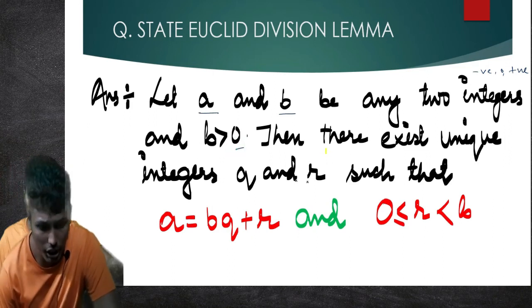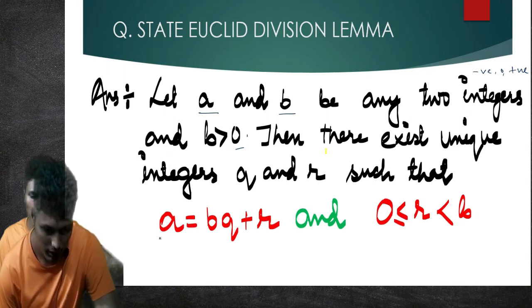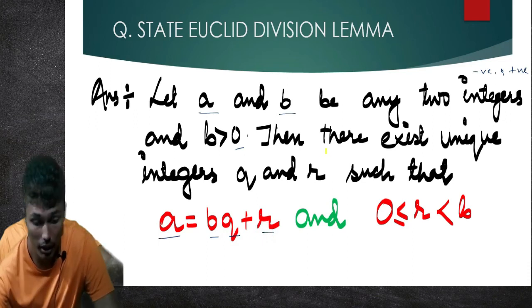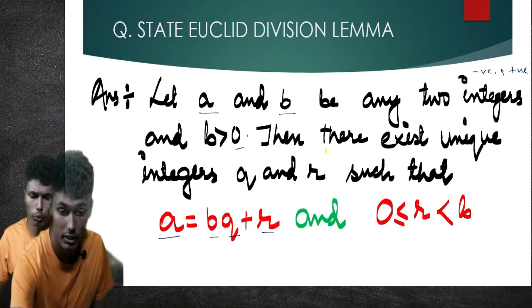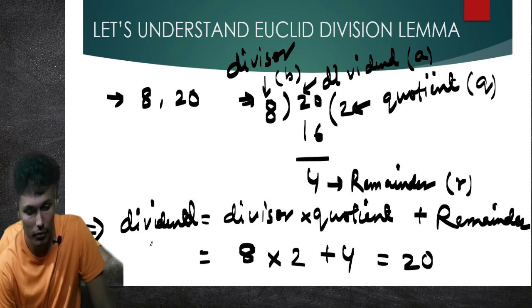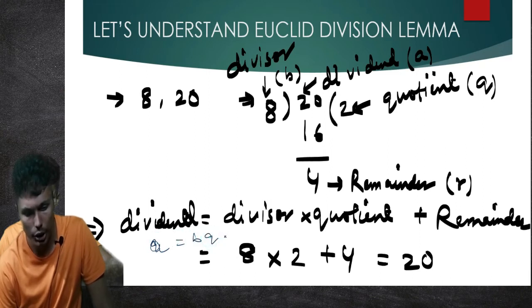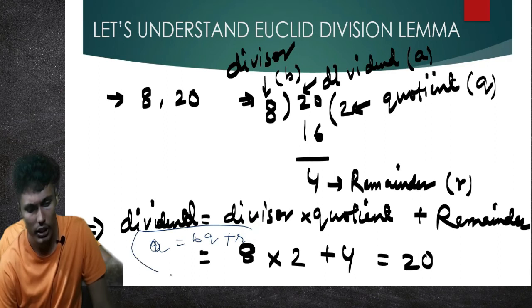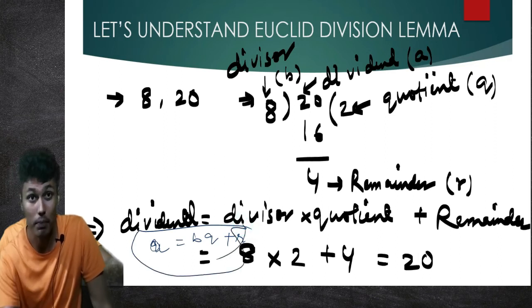Then there exist unique integers q and r such that a is equal to bq plus r. If a was the dividend for us, b is the divisor, q is the quotient and r is the remainder. So this is the concept: dividend is equal to divisor into quotient plus remainder. We have seen this before. Let me show you the page. Dividend is equal to divisor into quotient plus remainder. If we represent the dividend by a, the divisor by b, the quotient by q and the remainder by r, we get this equation, right? So this equation came from simple division.